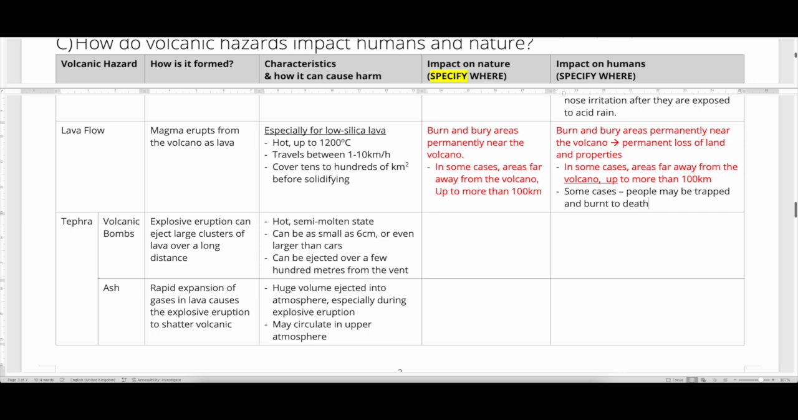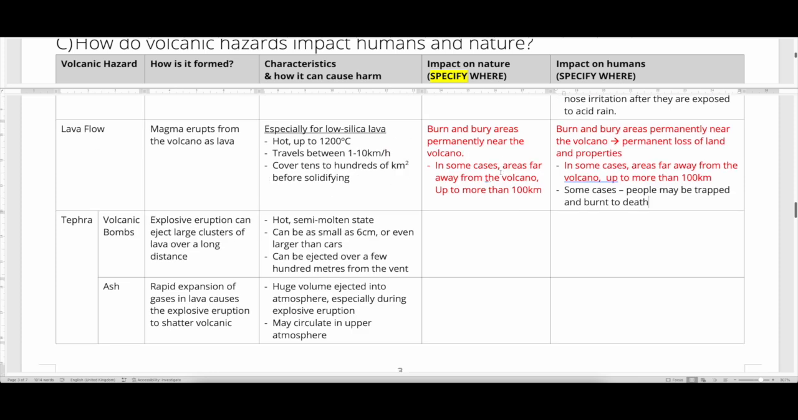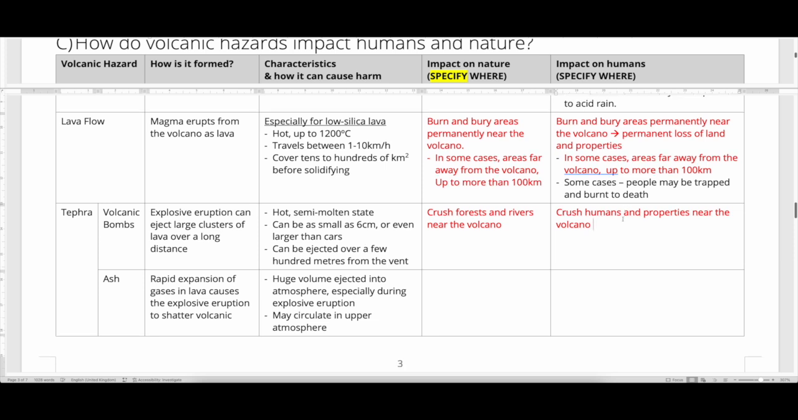Now for tephra, as you can see, it can fly, but it's only a few hundred meters from the vent. So what can it do? It can crush forests and rivers near the volcano. And likewise for humans, it can crush humans and properties near the volcano, because it can't really travel very far. So it's a very limited area that it can hit.